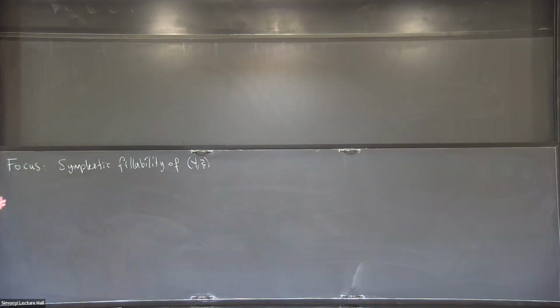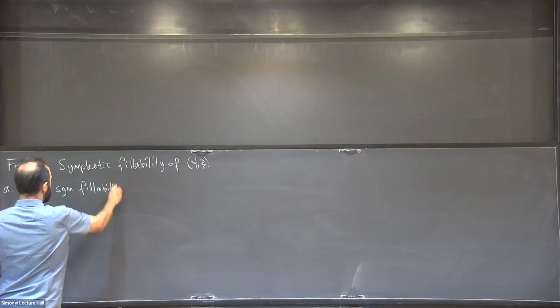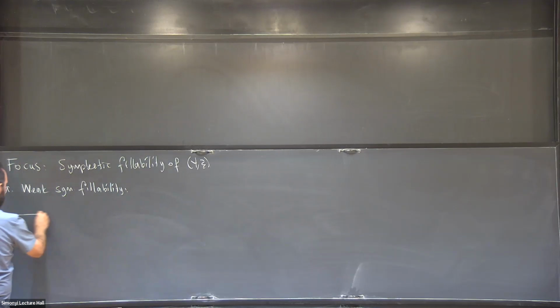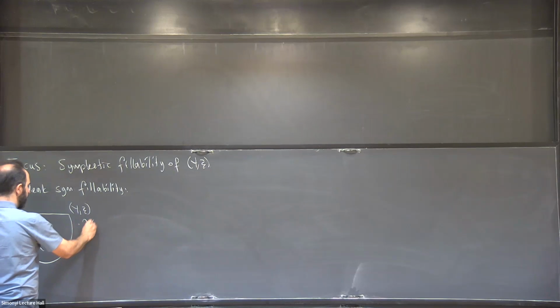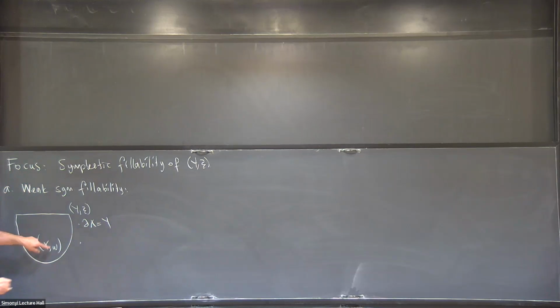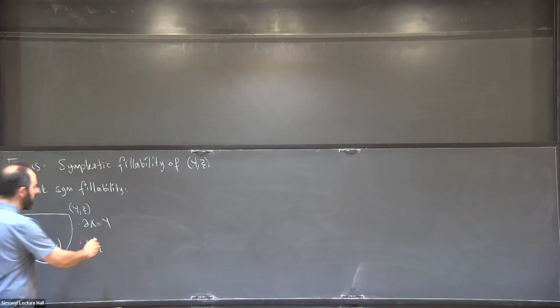I would like to briefly remind you what I mean by this, so that we're on the same page. I will mostly use cartoon pictures. I'll talk about three types of fillability. The first one is called weak symplectic fillability. The cartoon picture is that we have our contact manifold (Y, ξ), and we're looking for a compact symplectic manifold that fills this. The boundary of this X should be Y, and we want some compatibility between ω and ξ. It is the weakest form you can imagine, namely that ω evaluates positively on the contact planes.